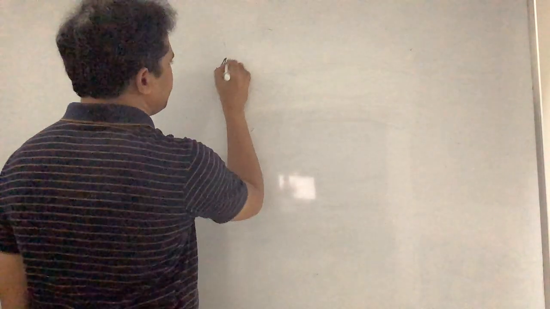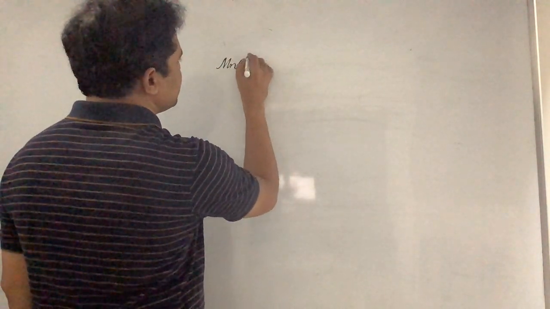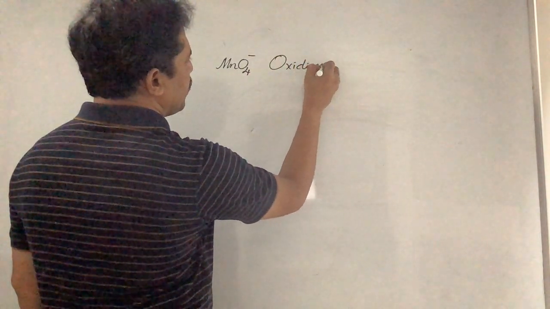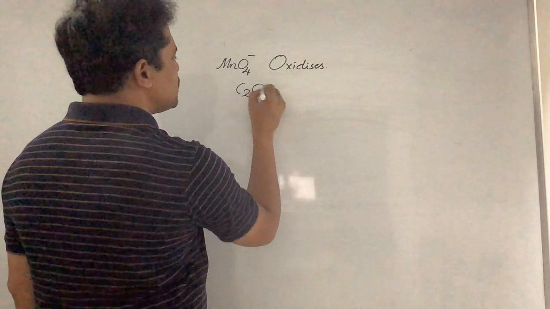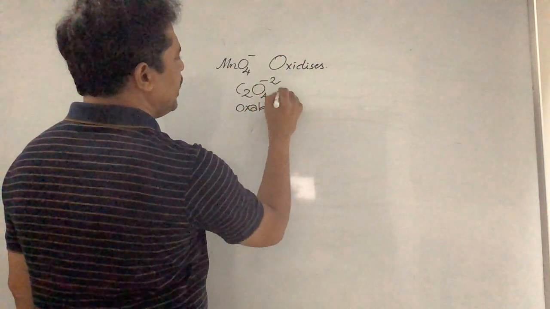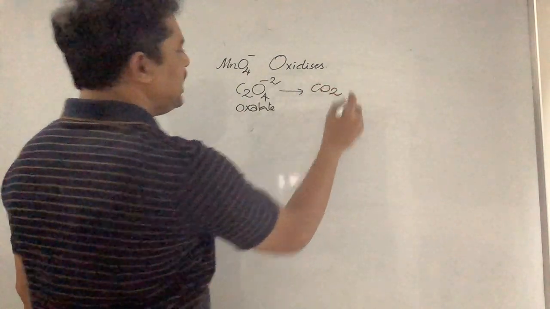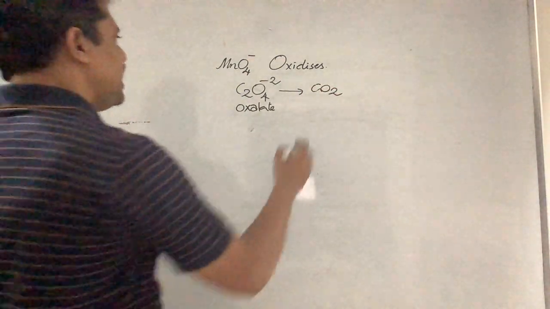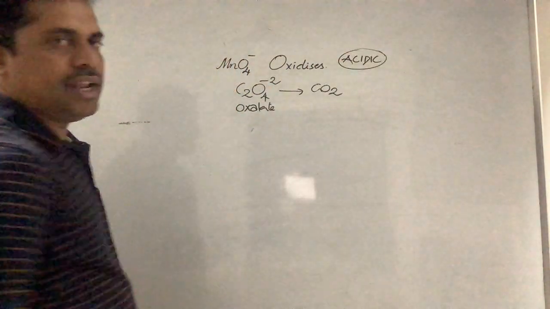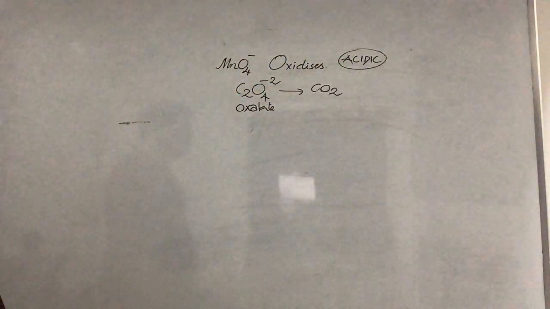MnO4 minus oxidizes C2O4 minus 2. C2O4 minus 2 is nothing but oxalate. Oxalate is oxidized to carbon dioxide. Okay, all these reactions I am taking in acidic medium. In acid medium, C2O4 minus 2 is oxidized to carbon dioxide.